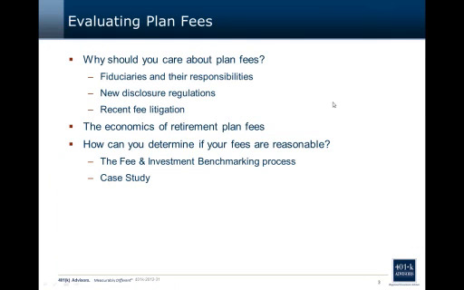So the key agenda is why should you care about fees? We're going to talk about fiduciaries and their responsibilities, go over the new disclosure regulations, share some information on a recent fee litigation case, then go through the economics of retirement plan fees, hopefully putting you in a better position to understand all the components that go into retirement plan fees, and what's the real focus of the DOL as they're trying to monitor these fees. Then we'll help you through a process to determine if your plan fees are reasonable. So we'll talk about the process itself and then share with you a case study.